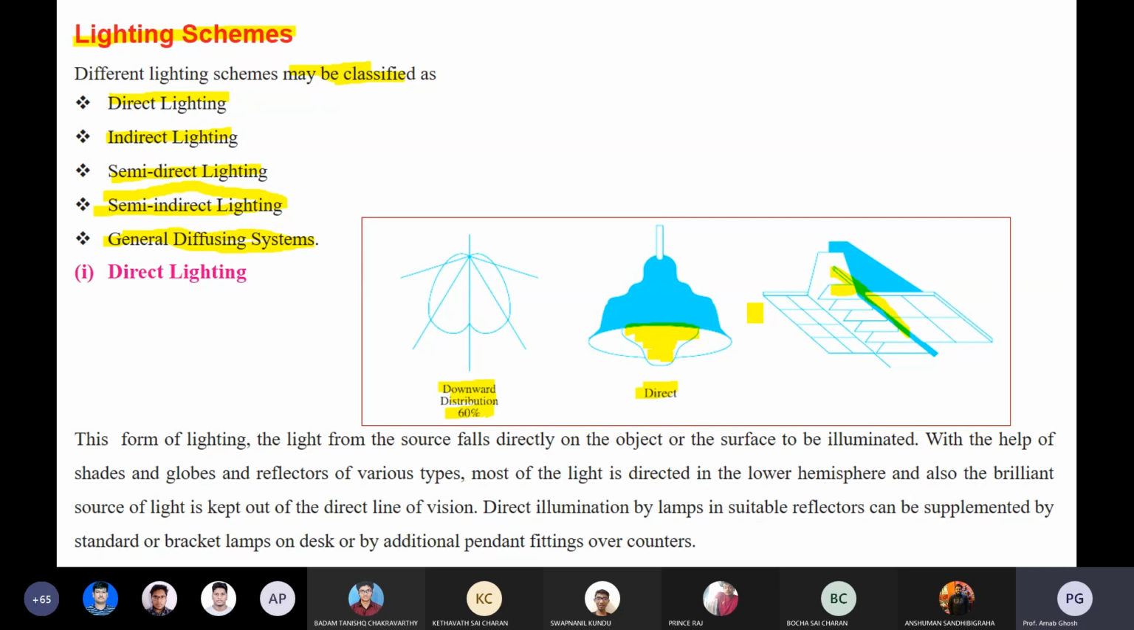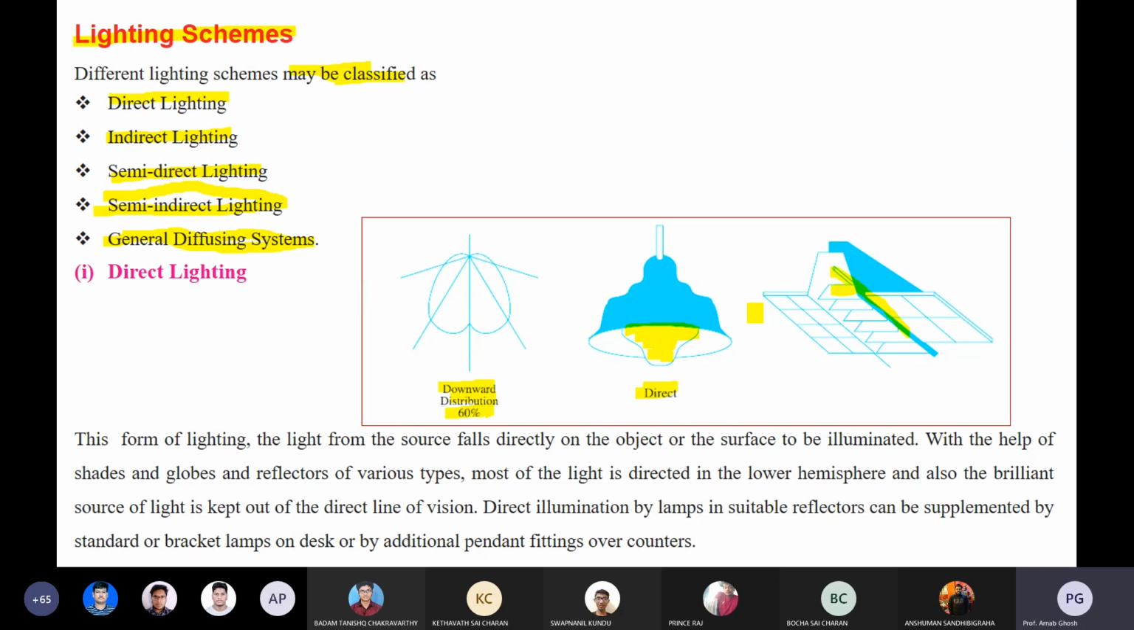A lot of illumination companies are there, like Philips, Surya, and Sterling. Different companies are working in this field and they are very successful.